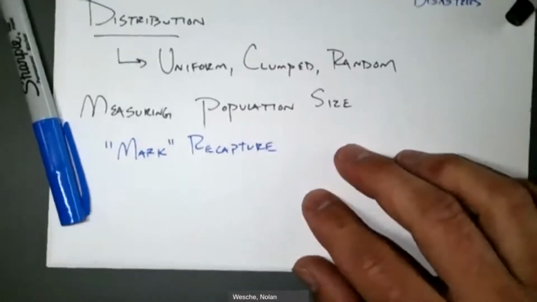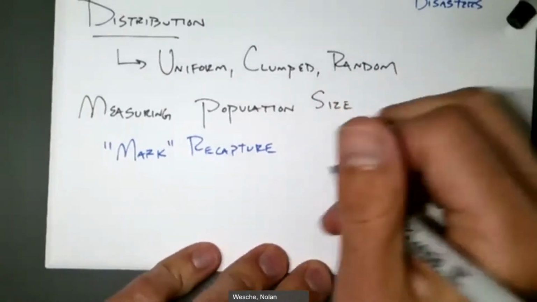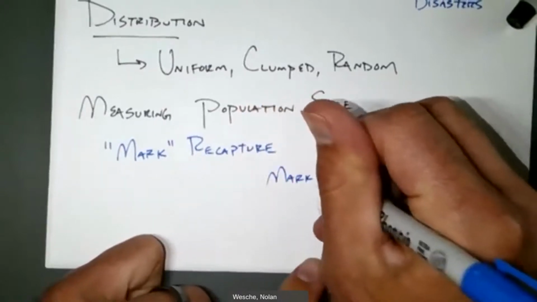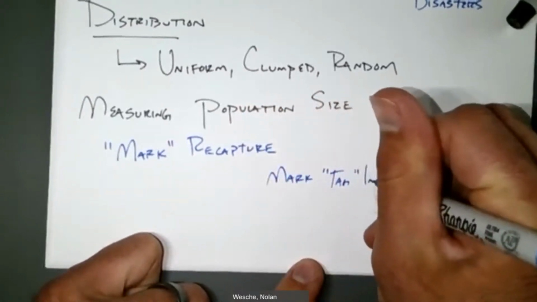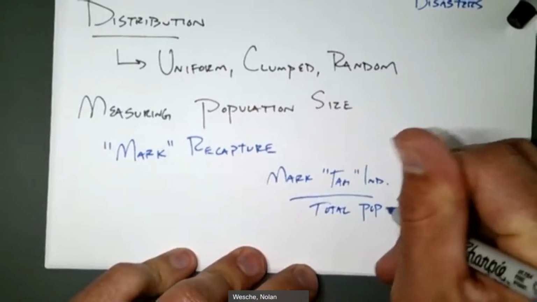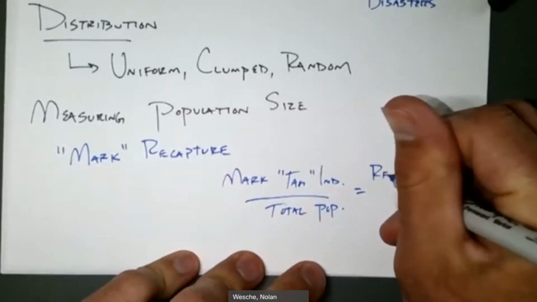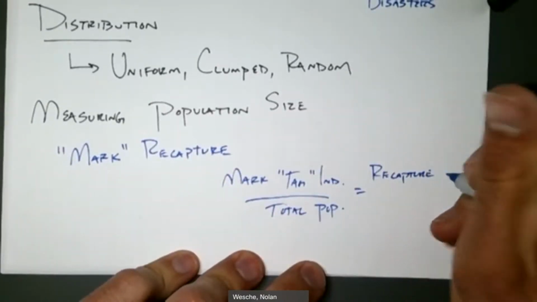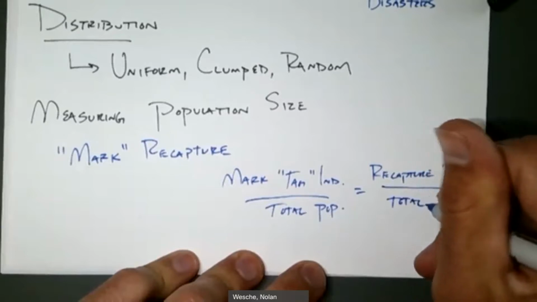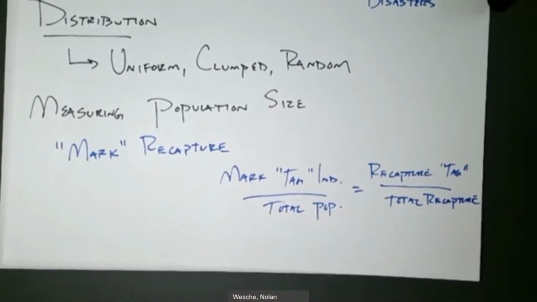So let's say that we have, you'll put the equation up here. So mark recapture, the equation looks like this. So we have our mark or our tagged individuals over our total population. And that should be equivalent to the ratio of our recapture mark or tag over the total recapture. So we can use kind of a proportion.